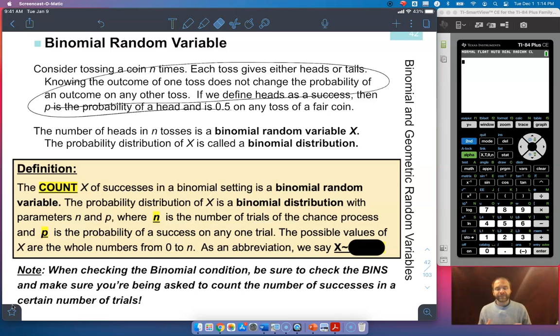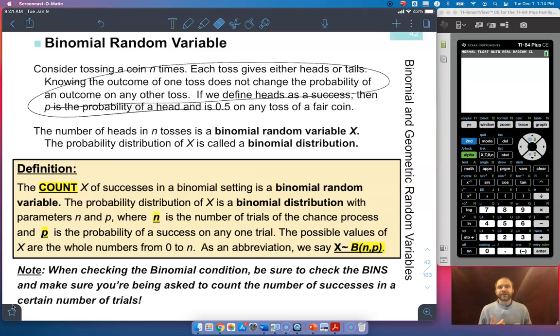So we have a binomial setting. When you're dealing with a binomial setting, your notation is right here. Your random variable X is going to be defined as B for binomial, parentheses, n, the number of trials, comma, p, the probability of success. That's how you're going to define a binomial distribution.